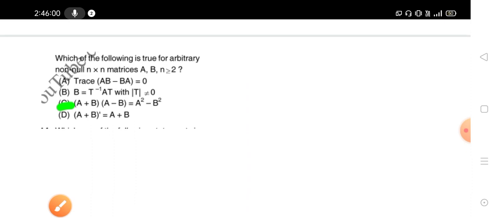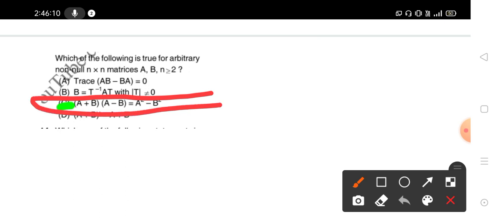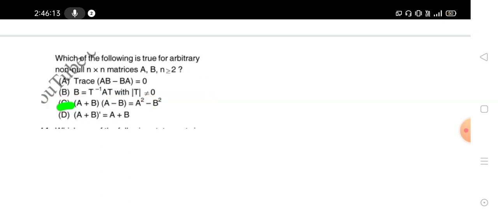Next question. Which of the following is true for arbitrary non-null n cross n matrices A and B, n is greater than or equal to 2? Here option C is correct. A plus B into A minus B equal to A square minus B square.